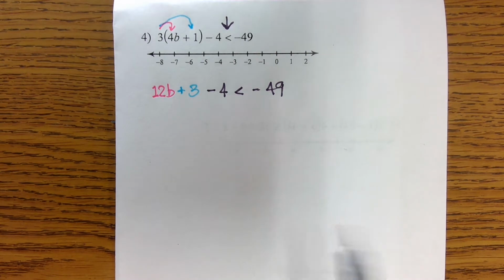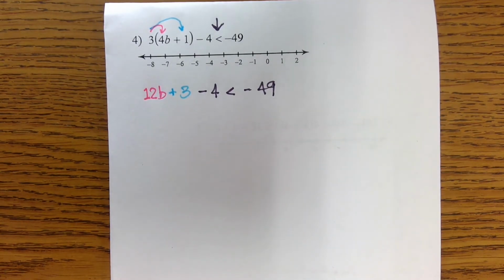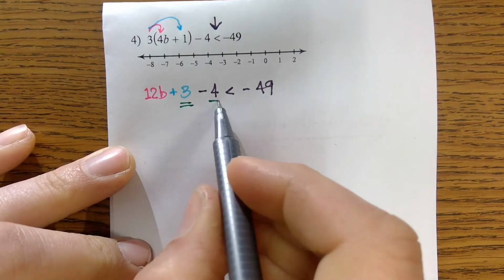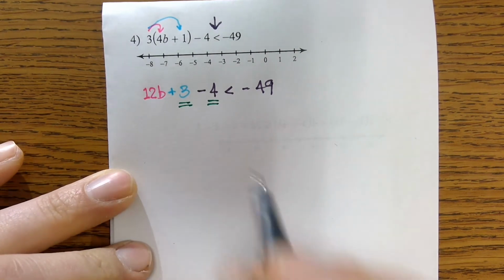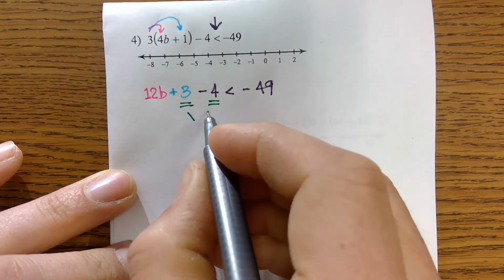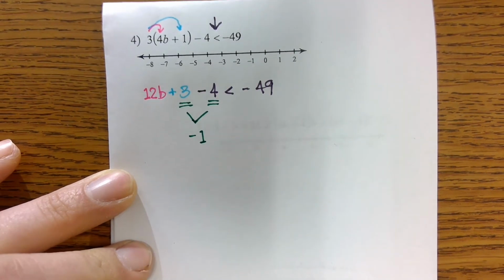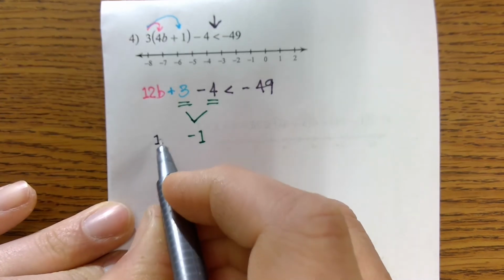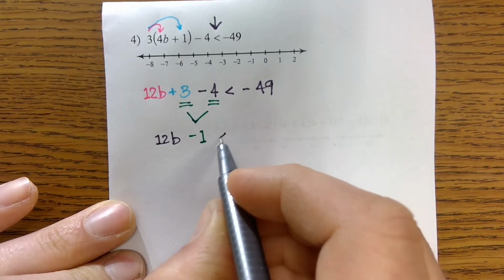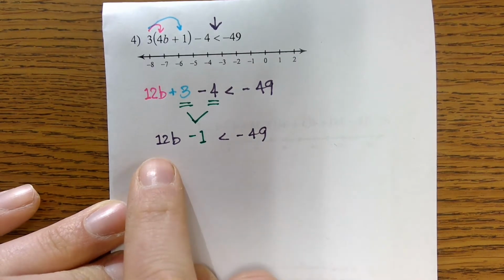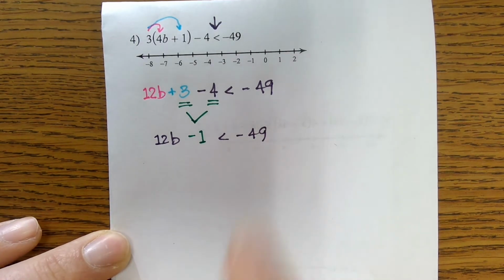Now the next thing to recognize is that we now have a couple of things on this left side that can be put together. So 3 and negative 4 actually come together, or can be combined to be negative 1. So I've got 12b minus 1 is less than negative 49. At this point, the left side and the right side are each independently simplified.